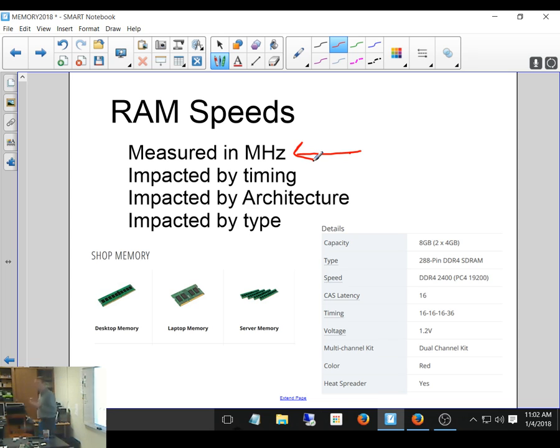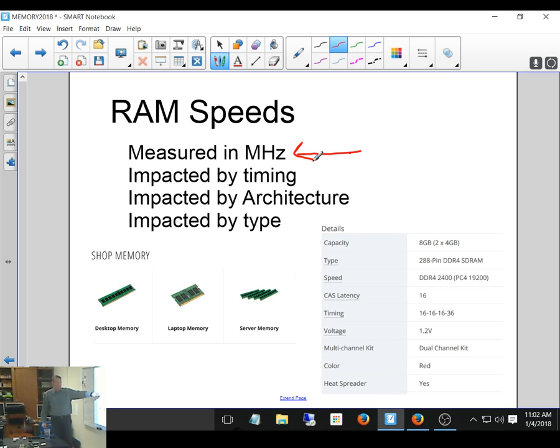Just like when we looked at CPUs the first time, we were only looking at sockets, and then we learned about generations, and we learned about cache. There's way more to it than just that megahertz that many people look at when they're going to buy RAM. RAM is also impacted, and I'm saying impacted because it's not a straight ratio, by the timing involved, which we haven't talked about, but we're going to.